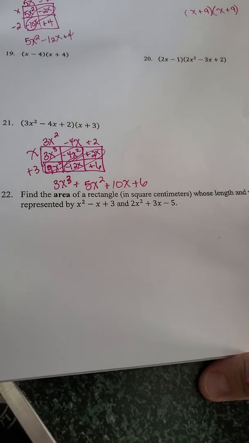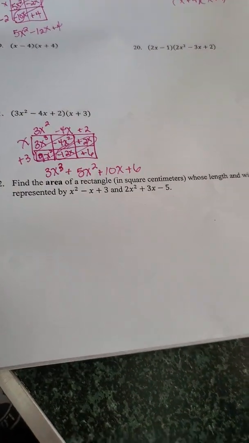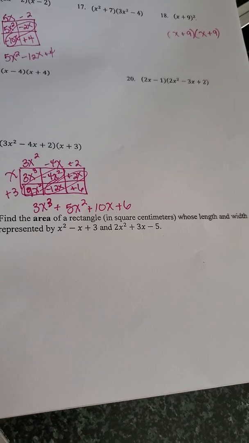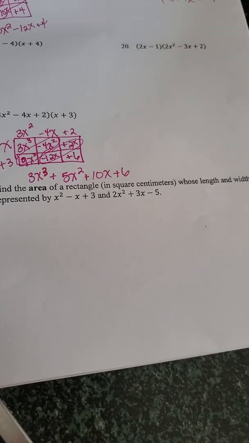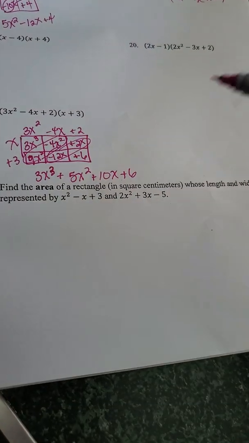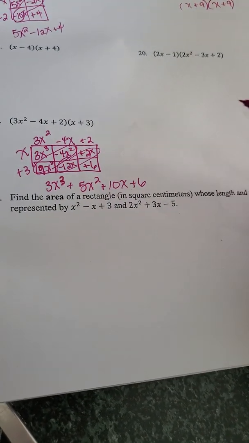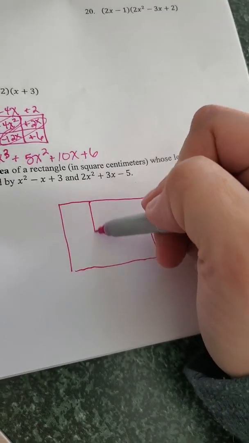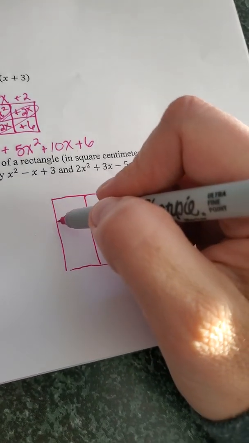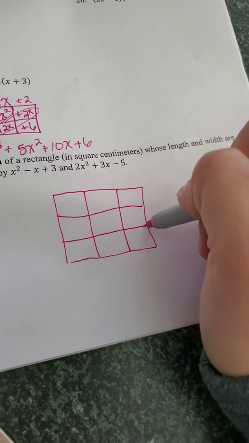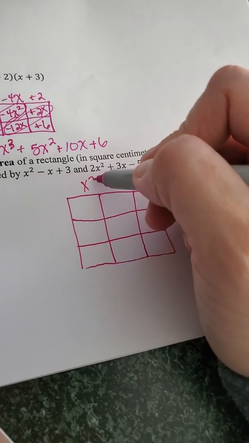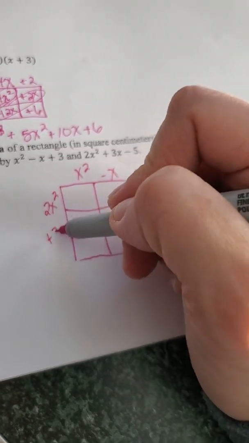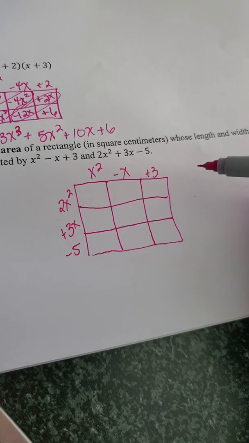Okay, when they give you a word problem, read carefully what they're asking for, and here area is in bold, which means we're looking for the area, not the perimeter. And the formula for area is length times width. So we're going to be multiplying the length times the width. And they gave it to us expressed as two trinomials. This is a long one. If we have two trinomials, that means we need a 3 by 3 box. I need to fit 3 terms across the top and 3 terms going down the side. So I have x squared minus x plus 3, and 2x squared plus 3x minus 5 on the side.